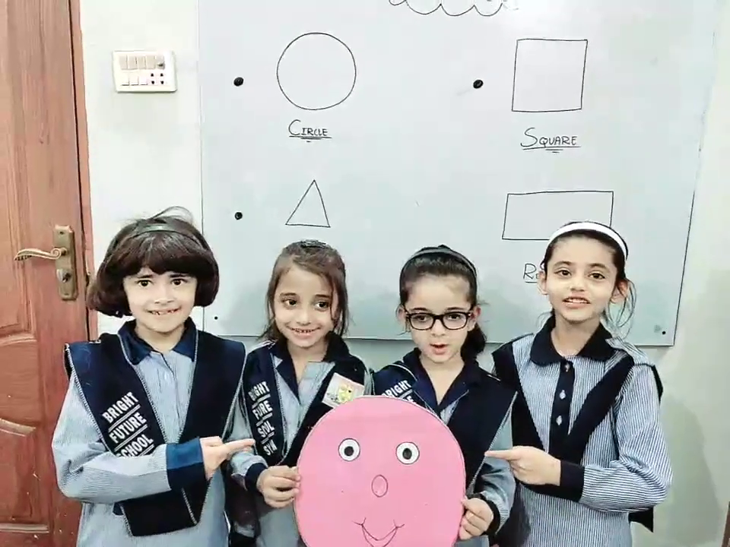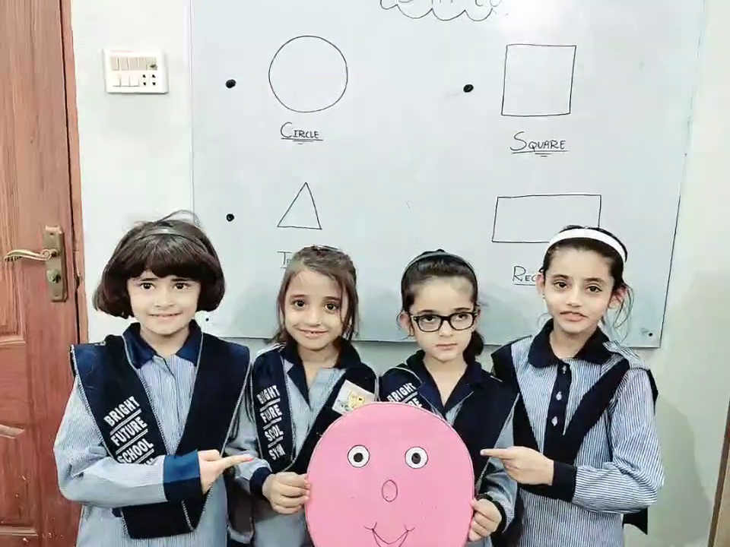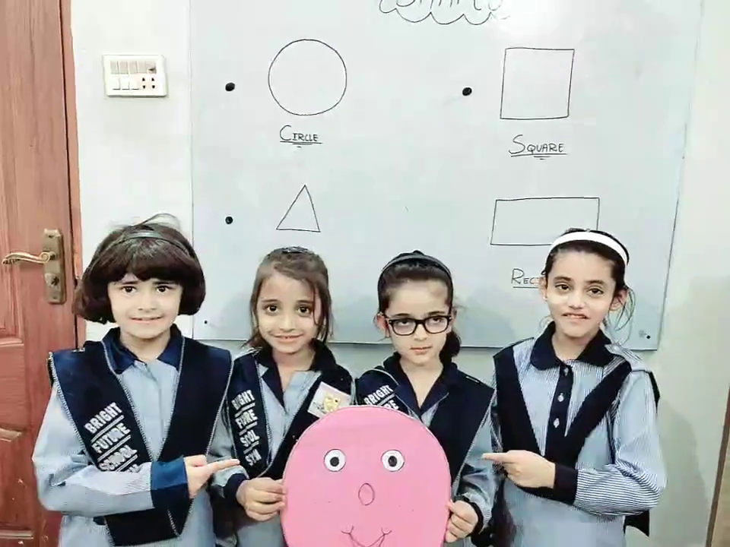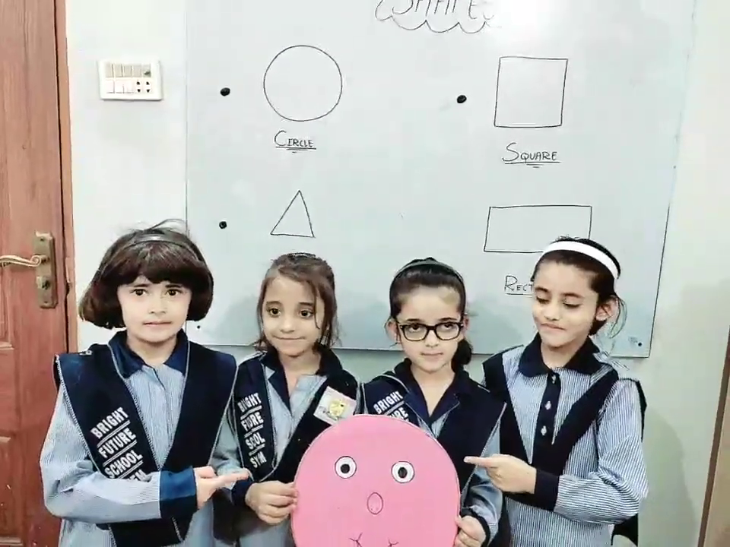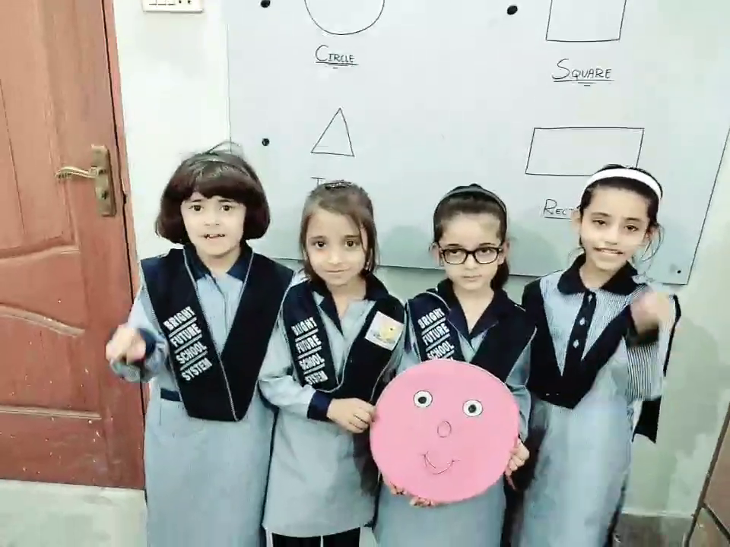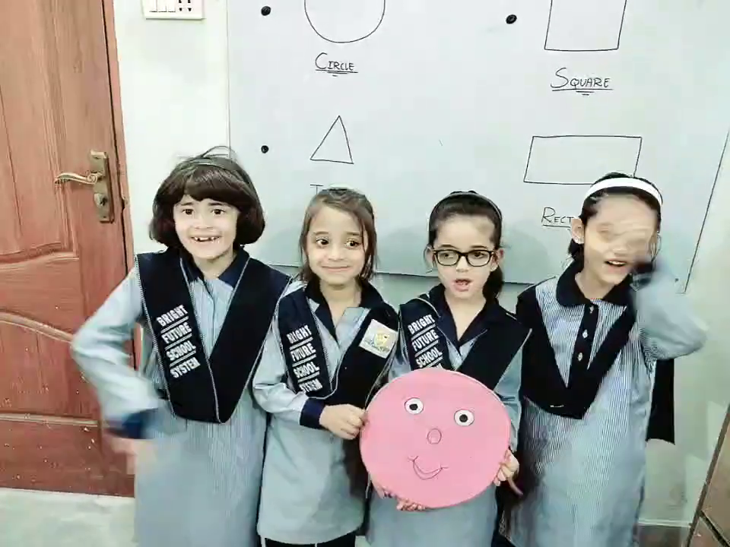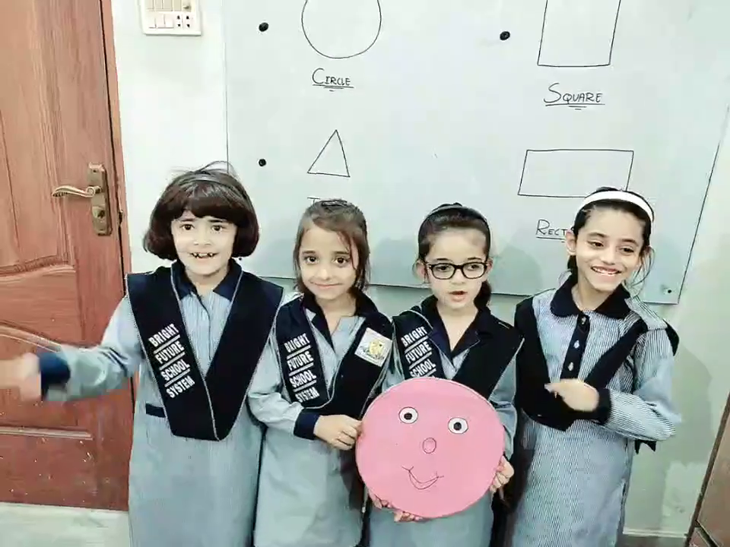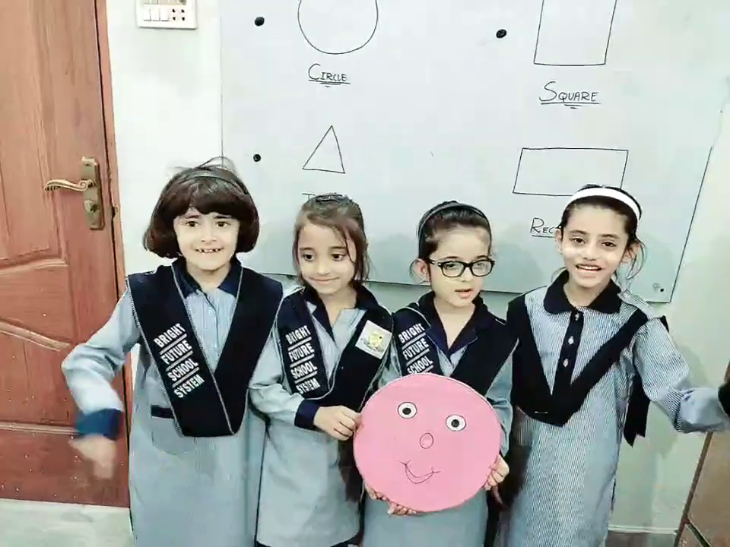Circle. I'm a round, round, round. ये गोल है, इसके कोई साइड्स नहीं है, ठीक है? I am round, round, round. मैं गोल हूँ.